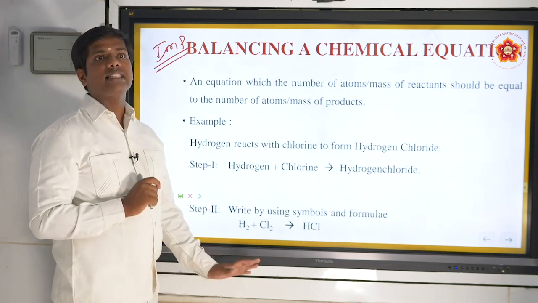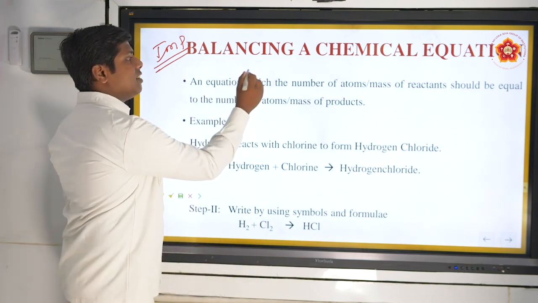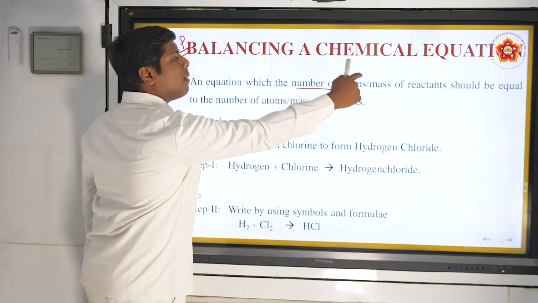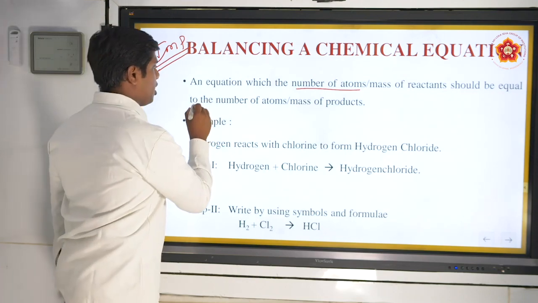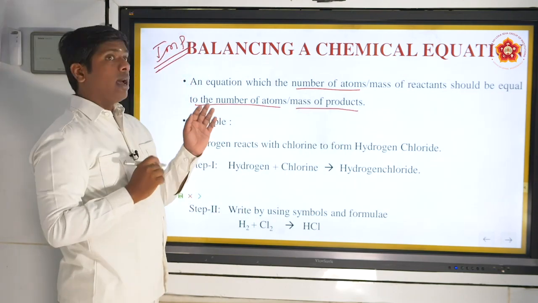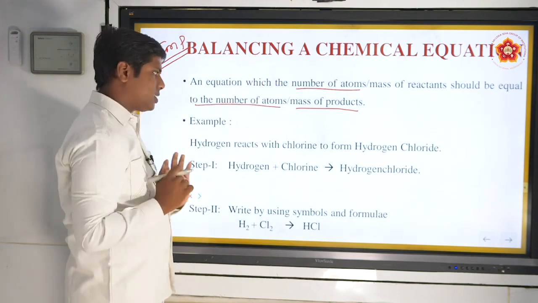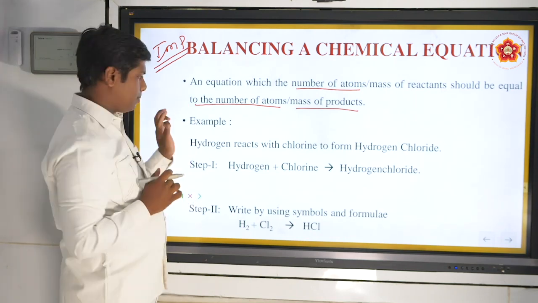We have to balance a chemical equation. In a balanced equation, the number of atoms or mass of the reactants should be equal to the total number of atoms and the mass of the products. That means the number of atoms in the reactants should be equal to the number in the products. Let us look at a simple example.